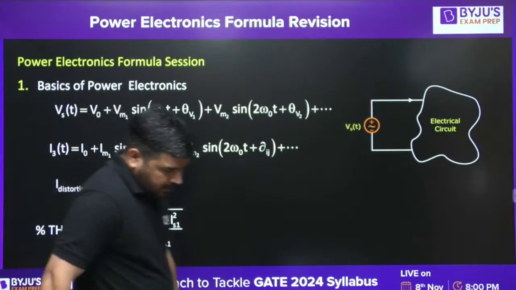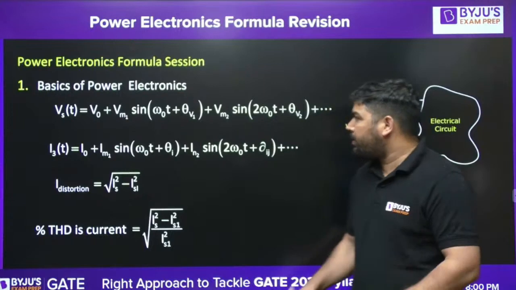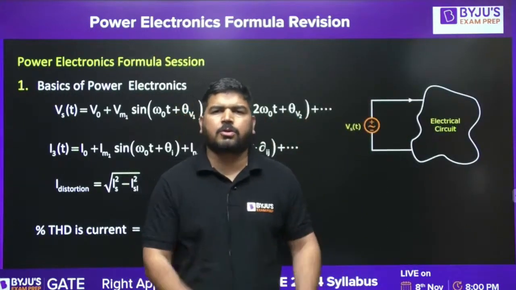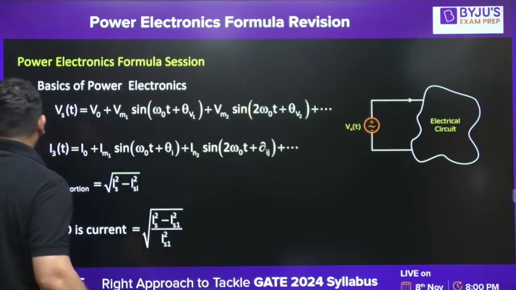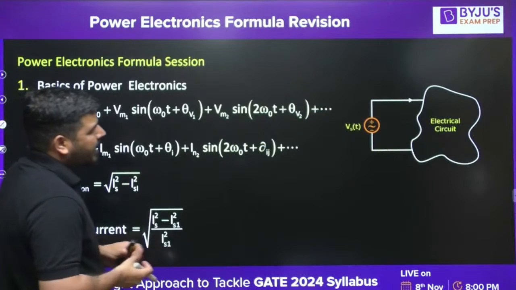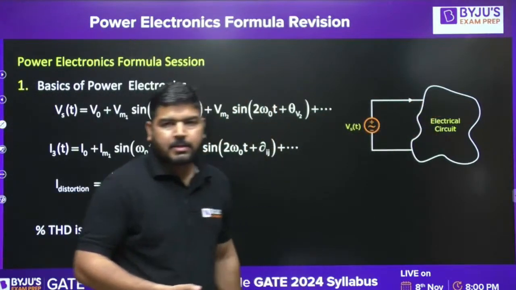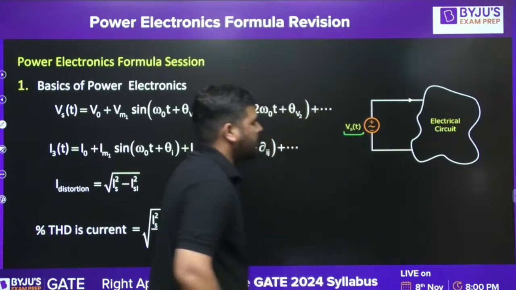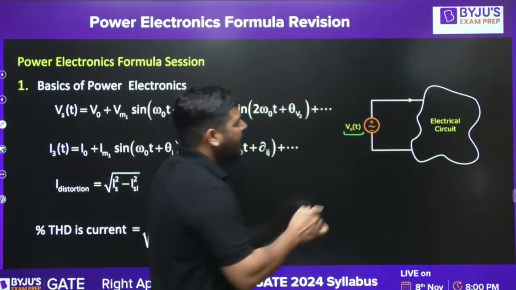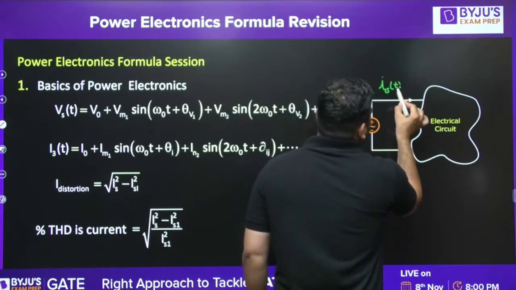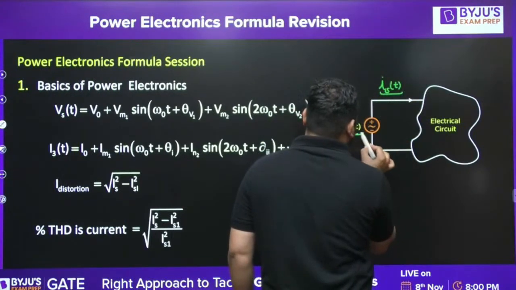In the basics chapter, what you need to remember is Parseval's relation and some basic small formulas. What are those formulas? We'll discuss that. Okay, so let's start with this. Let's say I have an electrical circuit, and on this electrical circuit I have connected a voltage source with the value v(t), and let's say there is a current source i(t). v(t) and i(t) contain harmonics.